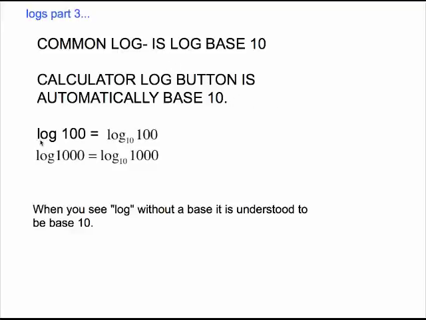So when you see in a book log 100, what it really means is log base 10 of 100, and we can evaluate this because we know that this is asking us what power would we put on 10 to make it equal 100. The power we would put on 10 to make it equal 100 is 2. That means that log of 100 equals 2. And if you used your calculator and you press log 100, it would say 2.